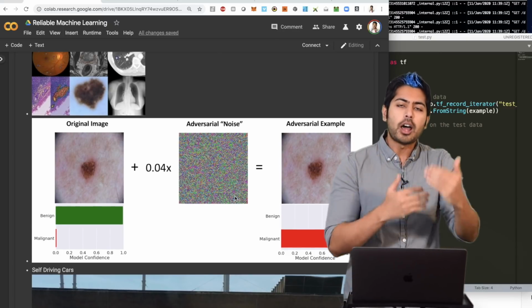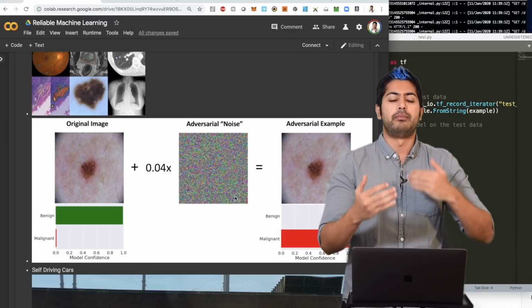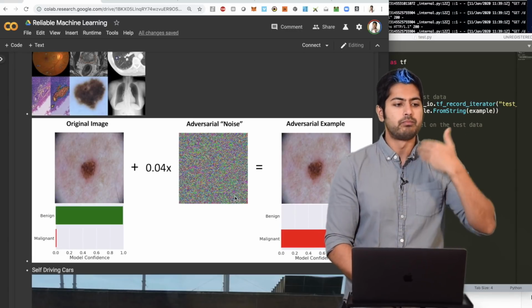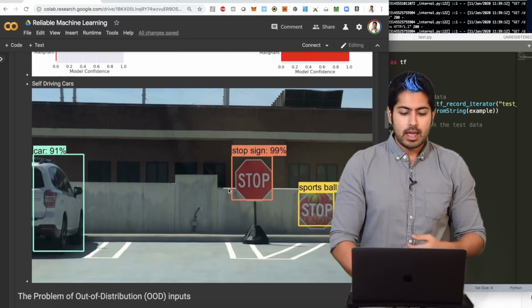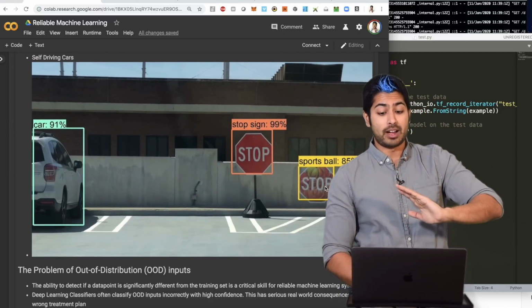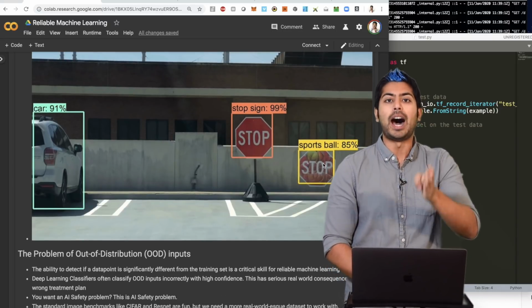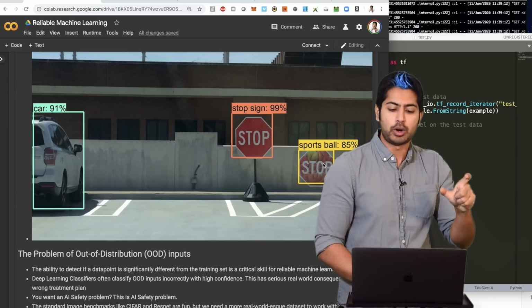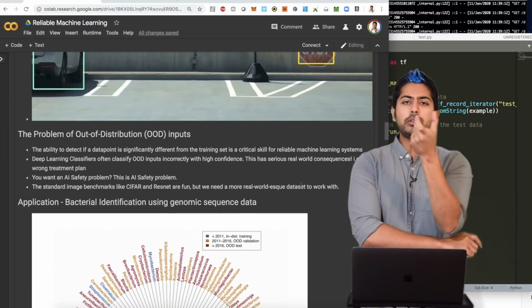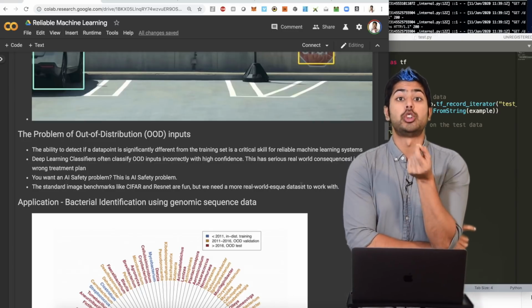And then there's a lot of theory around this called adversarial attacks, and then ways of preventing that from happening. And so a stop sign could either be 99% stop sign or 85% sports ball. That's clearly not a sports ball, but it predicted with high confidence that this was a part of the training set, but it's not. So that's really the problem here that they were trying to solve. The problem is out of distribution inputs.